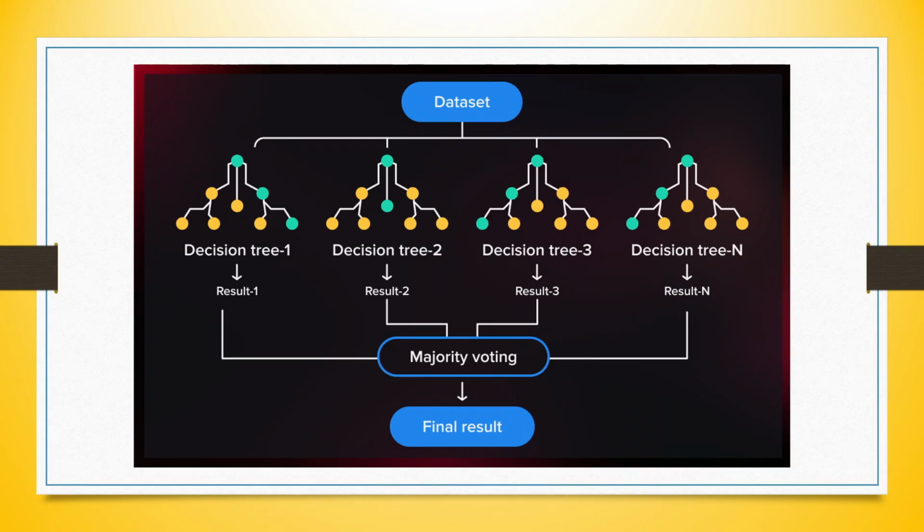Now you can see here the given data set. We are considering many decision trees for this particular data set. We may get result 1, 2, 3 or n. So we will have to select that result which is having a majority of the voting, and that will be our final result.